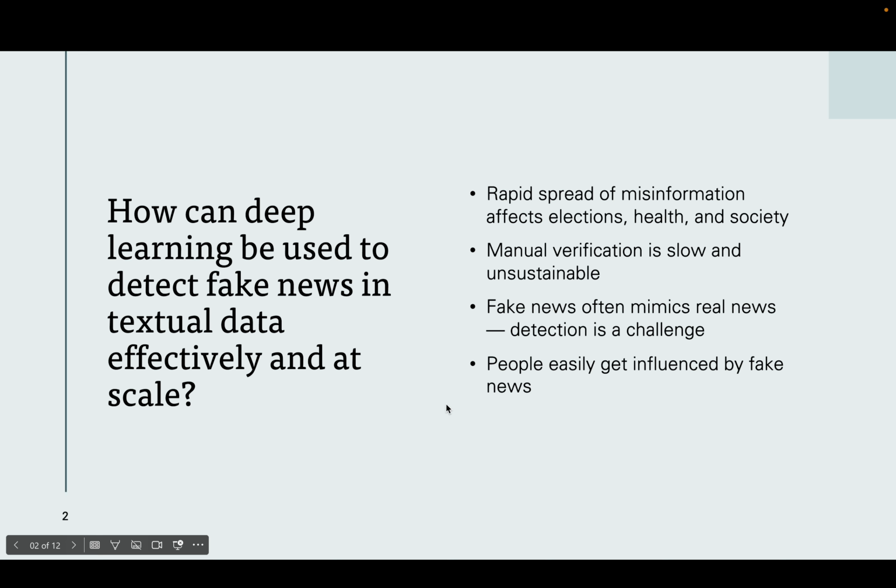Our goal was to build a system that could help platforms, journalists, or even casual users automatically flag questionable content just by analyzing the text itself. No need for external fact checking initially. If successful, our project could contribute to early detection systems, reduce the spread of viral misinformation, and support fact checkers or moderators by filtering large volumes of content more efficiently.